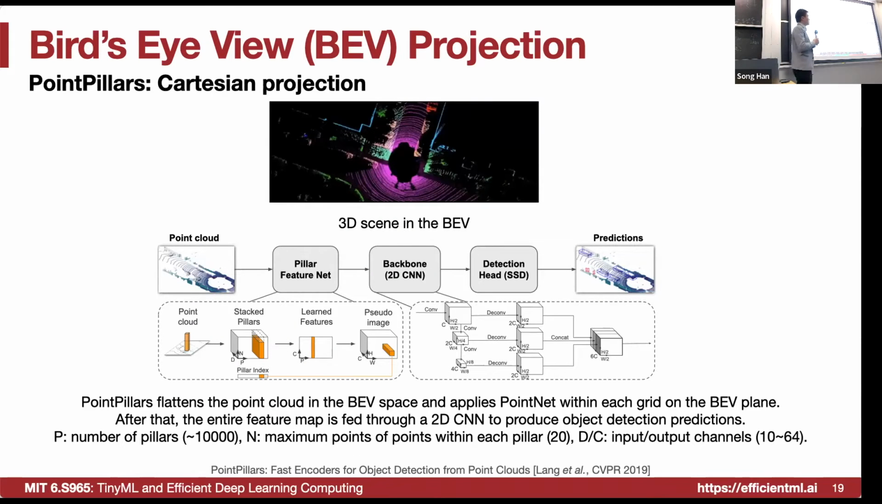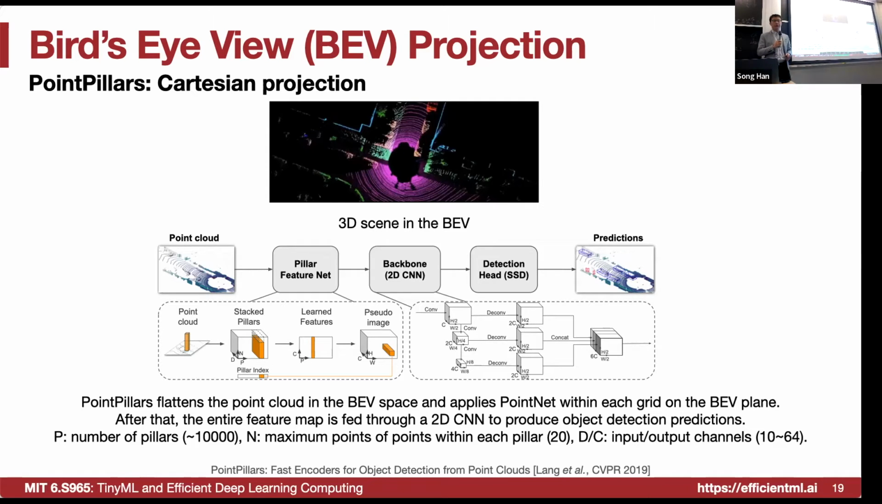Apart from range view projection, we can also do the bird eye view projection. So what is a bird eye view? As if you are a bird looking down from the top. This is an example of the bird view. We are looking down from the top. A very popular technique using the bird eye view is called PointPillars. It's doing the Cartesian projection.